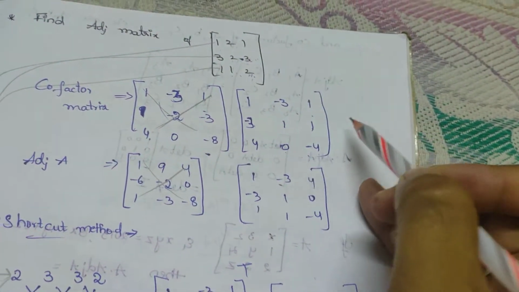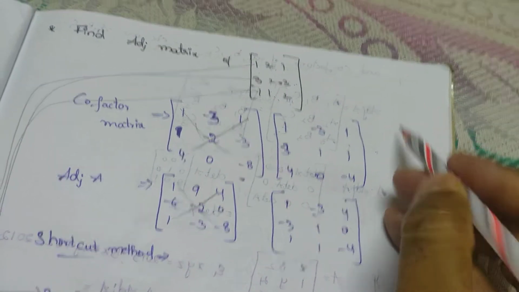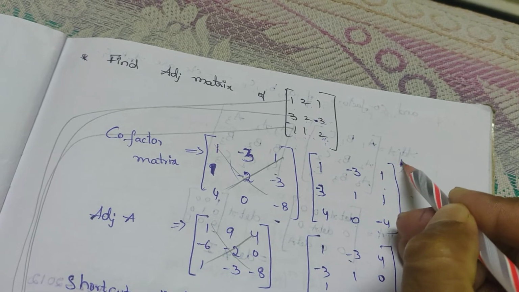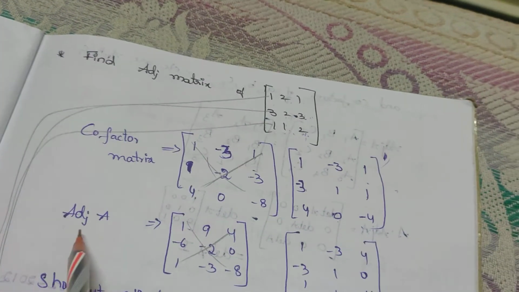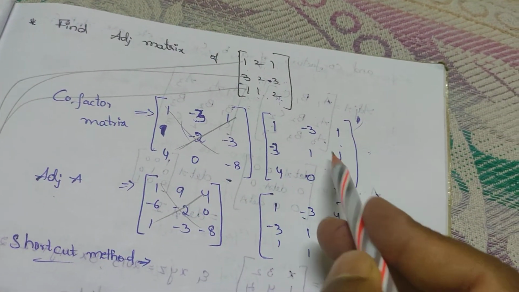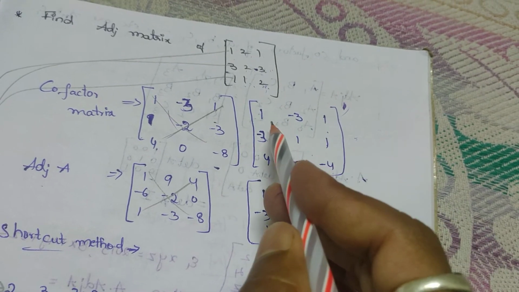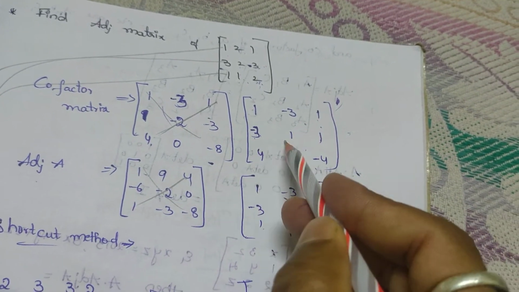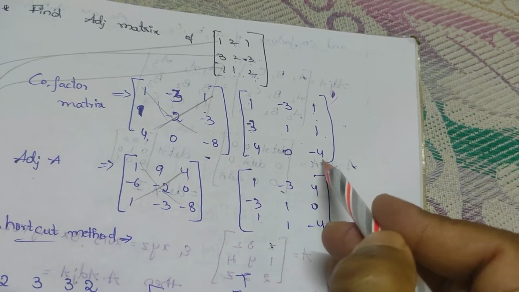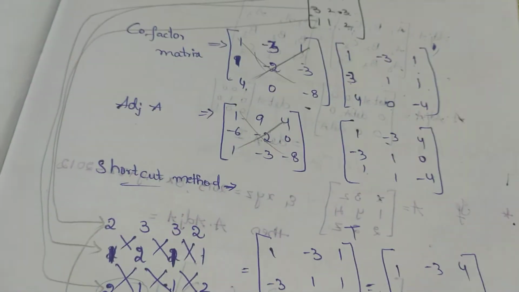Okay, this transposition is nothing but the adjoint of A. Adjoint of A is nothing but the transposition of this one. So write rows as columns: 1 minus 3 1, minus 3 1 1, 4 0 minus 4. So this is the adjoint of A.